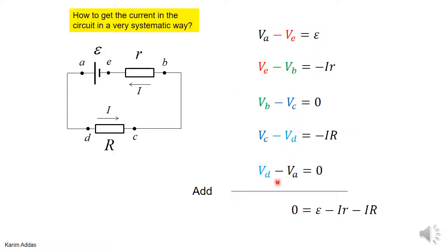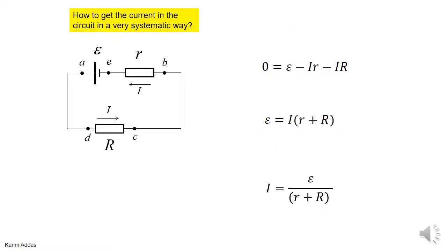So the left-hand side, when you add all these to each other, becomes 0. And the right-hand side, then, you just add what's on the right-hand side. You get epsilon minus IR minus IR. So this is a very systematic way of finding the loop equation for a circuit. So once you have this equation, you can rearrange the terms. You get epsilon is equal to I times R plus R. And that gives you that the current is equal to the EMF over R plus R.